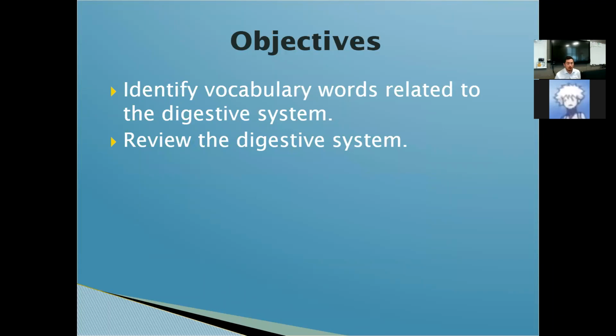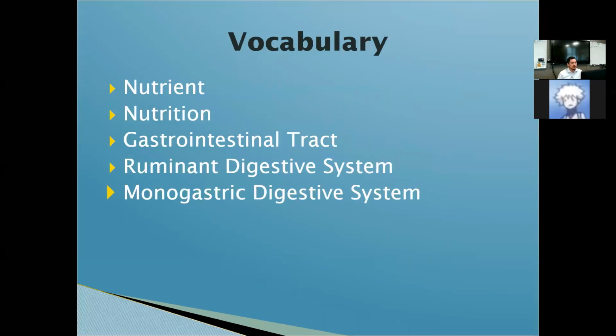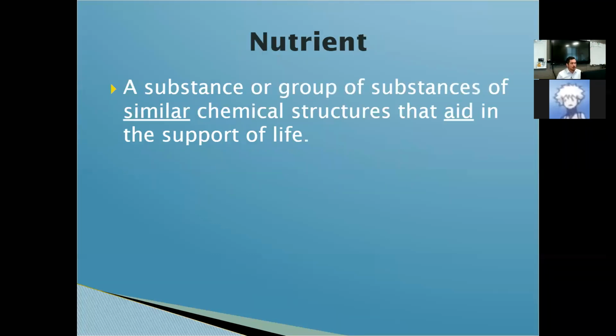So our objectives for our class today is to be able to identify vocabulary words related to the digestive system and to review the digestive system of 2 types of digestive systems that exist in livestock species. And we'll get into what those are as we go through our presentation today. So these are the 5 vocabulary words that you have. They are the same ones that are listed on your sheet. So you need to have those, and we will define those as we go through here today.